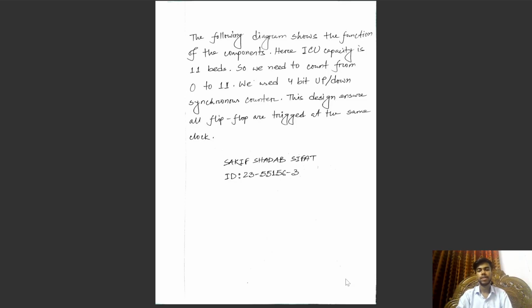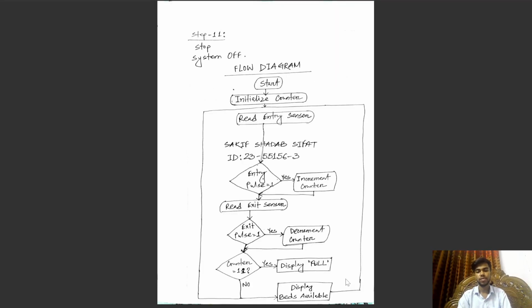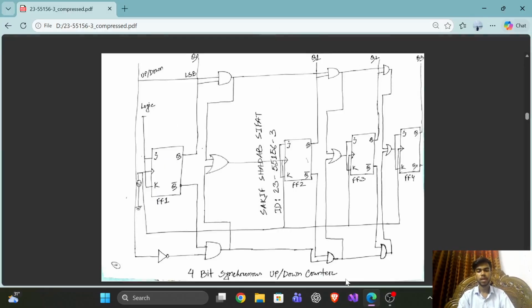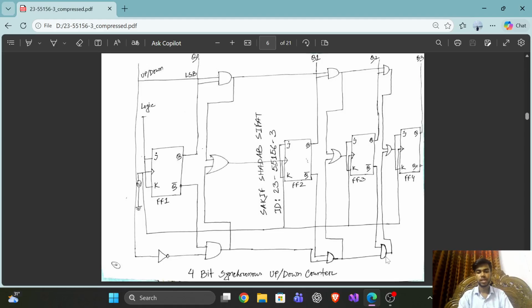What I have done is discussed here, and the following diagram shows the function of the components. Here the ICU capacity is 11 beds, so we need to count from 0 to 11. We used a 4-bit up-down synchronous counter. This design ensures all flip-flops are triggered at the same time. This is how we have done this flow diagram. This is an image of the 4-bit synchronous up-down counter. Here is flip-flop 1 and it goes through to the last flip-flop. This is the least significant bit, and these are Q0, Q1, Q2 and Q3.